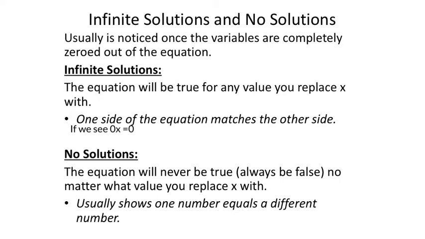If there were no solutions, this means that you couldn't replace x with anything and get a true statement. It will always be false. So this usually shows one number equals a different number. Or what you may see usually is something like 0x equals anything but 0, right? And again, the reason why this is going to be no solutions is because what can you multiply by 0 and get not 0? You can't do it with any number. So mathematically, we say that's impossible for now. So we just say, in that case, that there are no solutions.